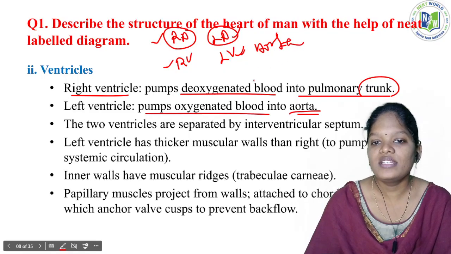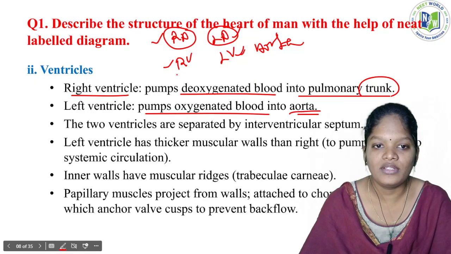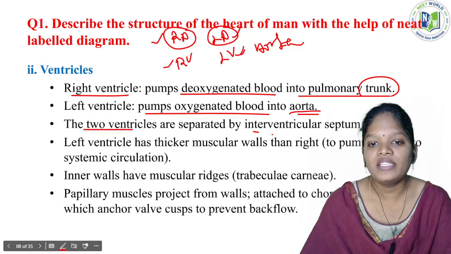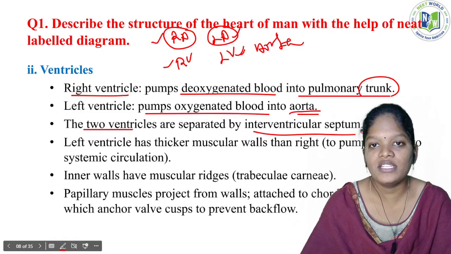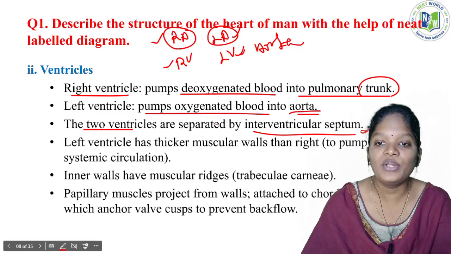Just remember all these things. Finally, I'll give you the flow chart. The two ventricles are separated by the interventricular septum. So the two atria are separated by the interatrial septum, and the two ventricles are separated by the interventricular septum.